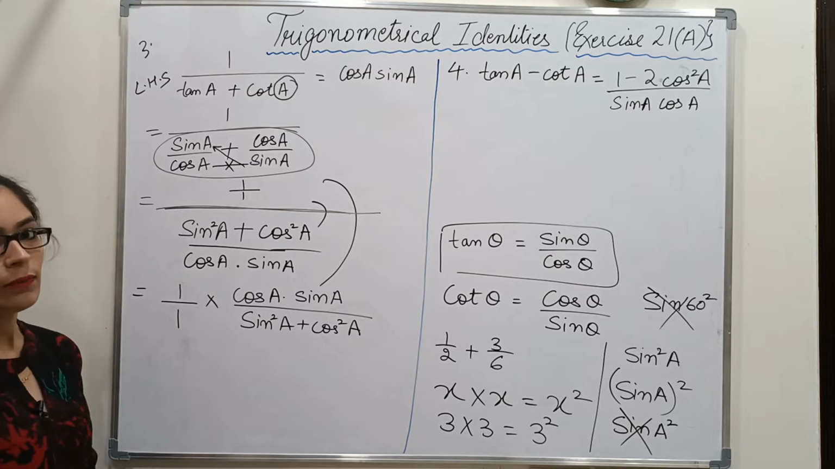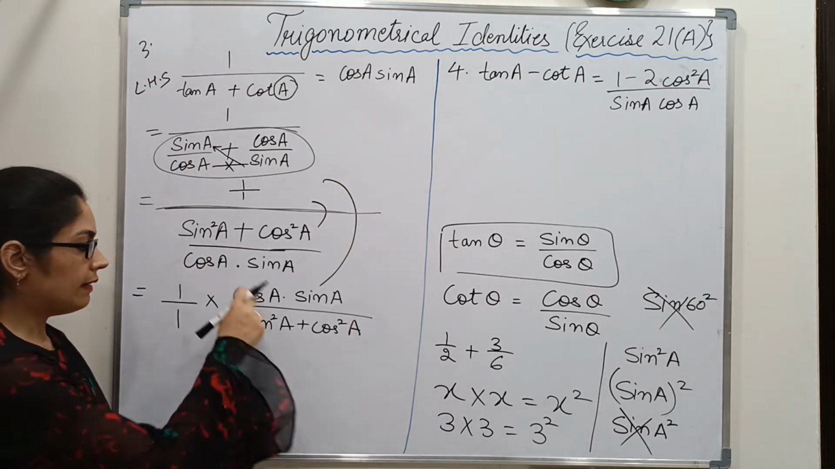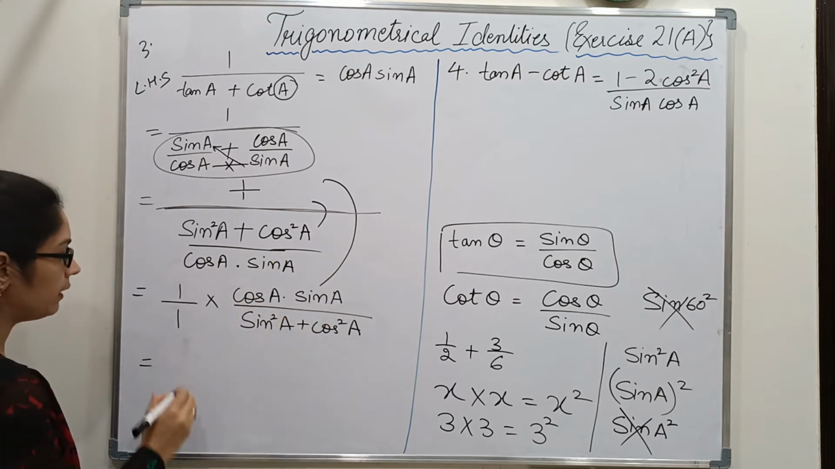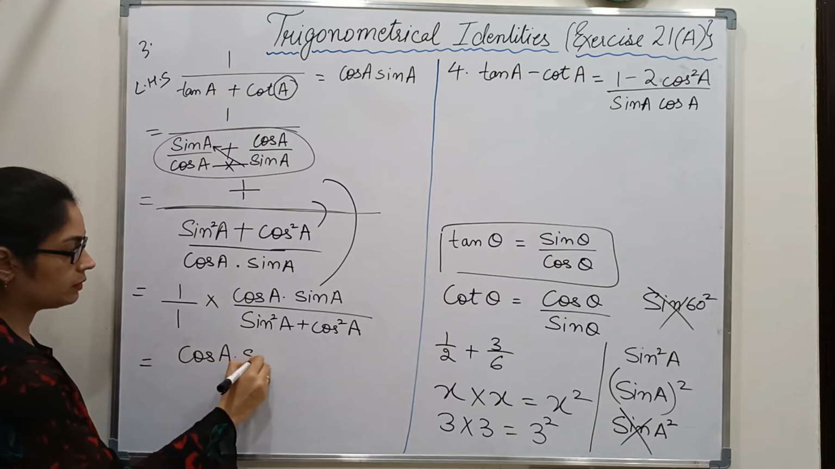Now if you see the right hand side, we have to keep on checking. I think this thing I have already got. Now what to do here? 1 into this will be the same thing, cos A into sin A.